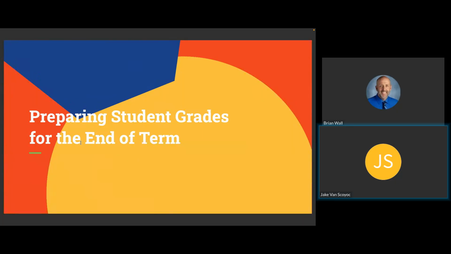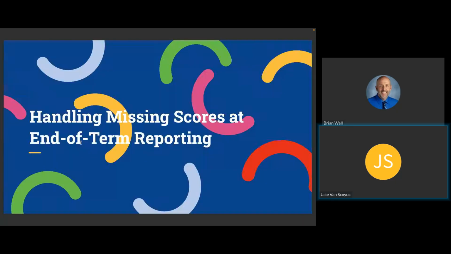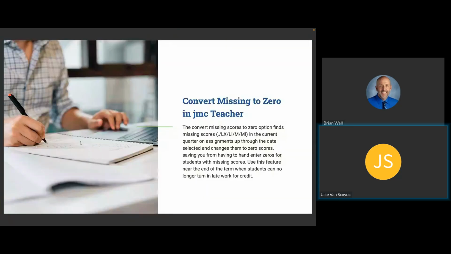So let's start with preparing student grades for the end of term, and specifically how to handle missing scores at the end of term. So in JMC teacher, as you've been using the scores gradebook, you might have started coding some of your missing work with M or MI or L or LI for late or late included. And now that we've gotten to the end of the grading period and you're no longer accepting late or missing work, you need to convert those late or missing scores to zeros.